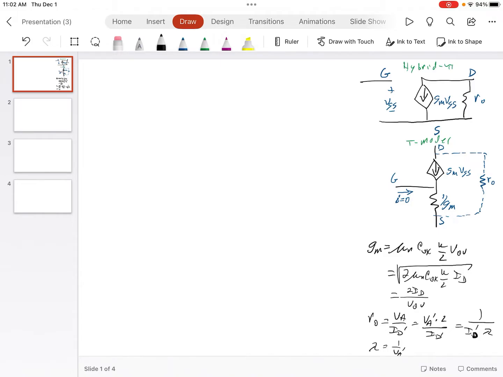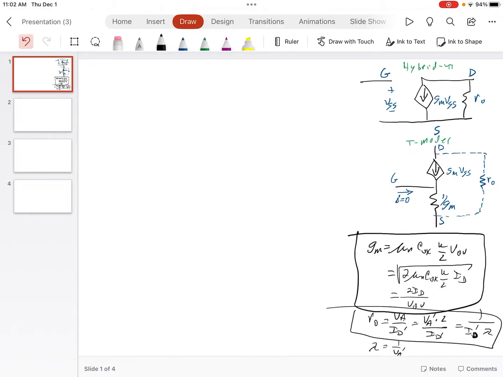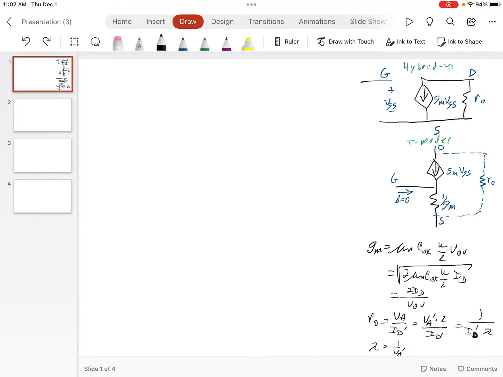And we've got these equations for gm for transconductance and for r_o. Three different ways that we can find gm: mu_n C_ox W over L V_ov, or the square root of 2 mu_n C_ox W over L I_D, or 2 I_D over V_ov. They're equivalent. You use the equation that fits the numbers that you have, that doesn't force you to calculate the saturation current, at least to find transconductance.